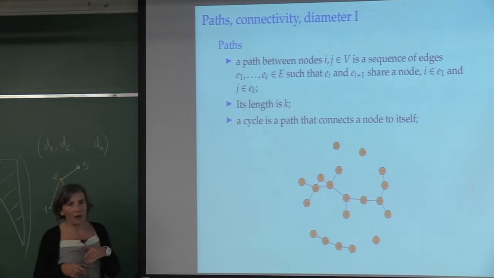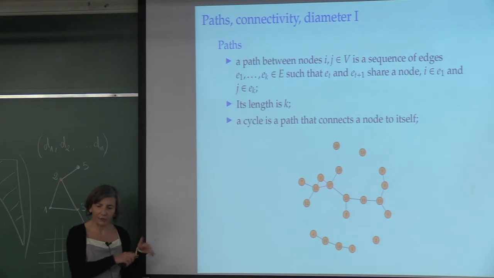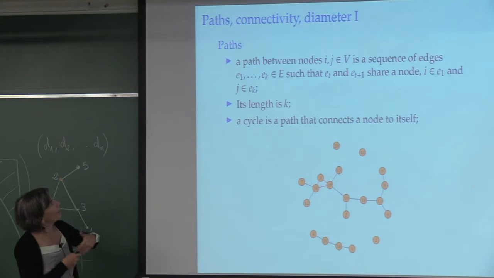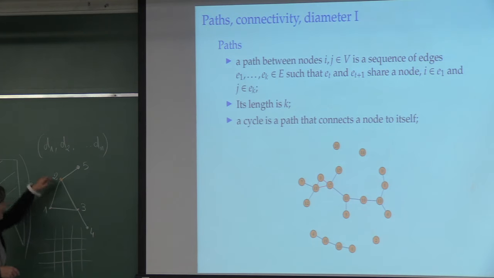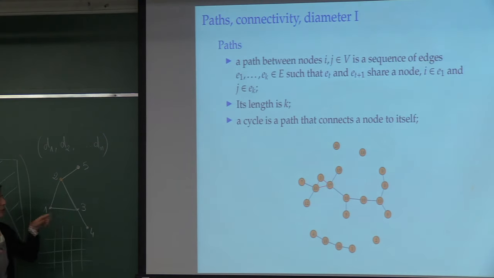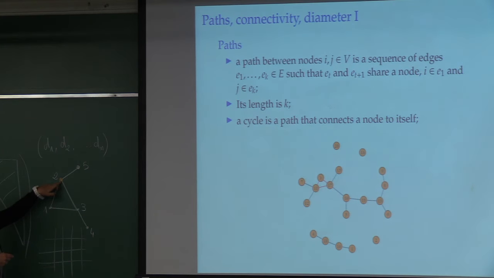Now, forget about degrees. Let's go a little bit further with paths. When you look at degrees, you look at what happens at distance one from the place you are standing at. But from that place, I could look at what happens at a larger distance, at distance two. So that's the idea of path and distance that I will now define more formally.